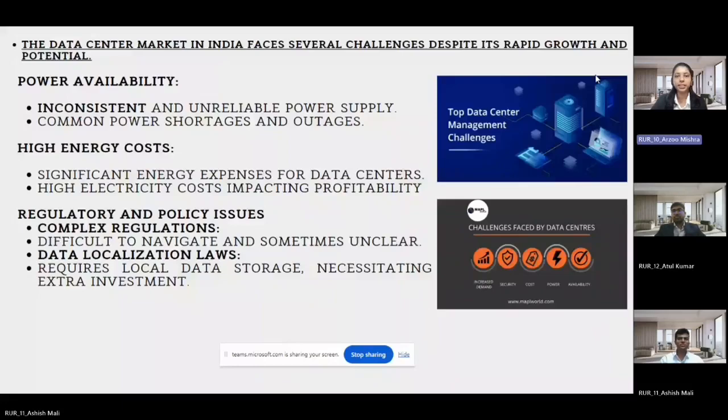The data center market in India faces several challenges despite its rapid growth and potential. Power availability is inconsistent and energy cost is high. There are significant energy expenses for data centers, and high electricity cost impacts the profitability of the data centers. Regulatory and policy issues are also one of them. We have complex regulations, which are difficult to navigate and sometimes unclear, and data localization laws that require local data storage and extra investments.